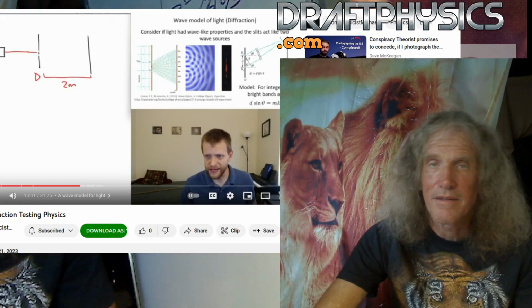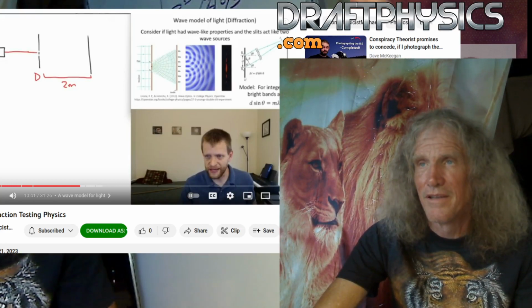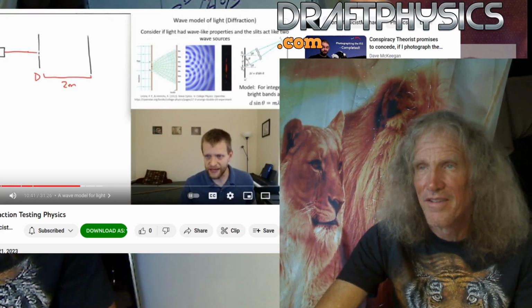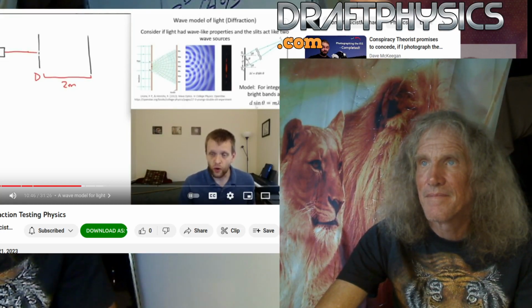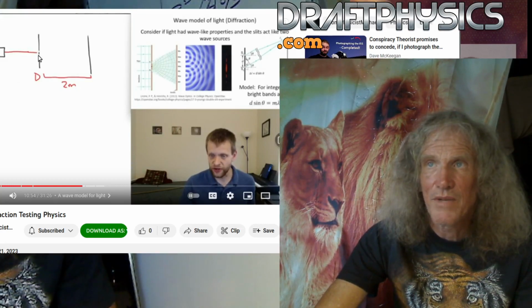but based... Okay, so what are we going to do? The half math? On this model, if I have any integer m, we're going to get bright bands whenever the distance between the slits times the sine of the angle... The distance between the slits, meaning what? The center-to-center distance.